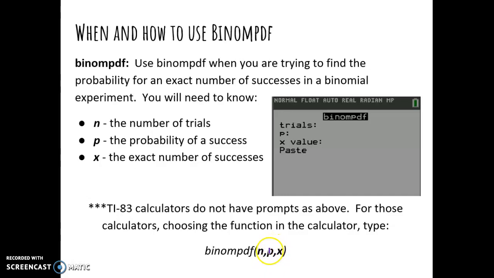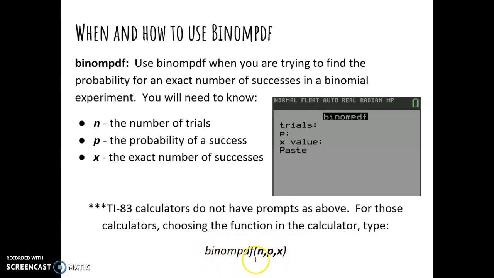Next you will type in P, the probability of success, comma again, and then X, and close the parentheses. Now these are the same numbers in the same order that the people with prompts will be typing in. It's just you will need to remember what needs to be typed in because you will not be prompted. So this would be a good thing to go on a note card. Definitely write it in your notes.